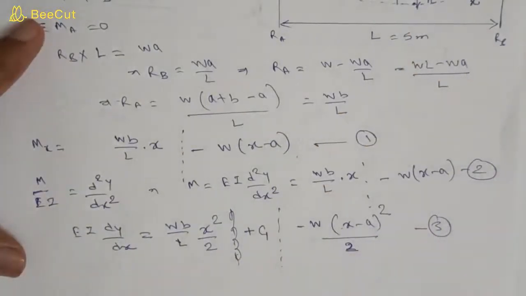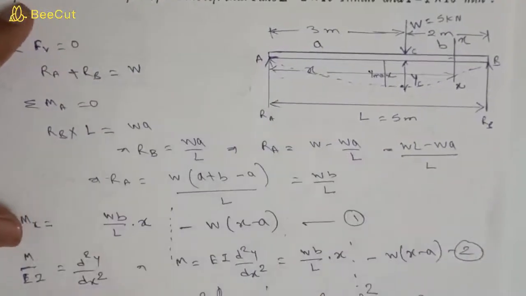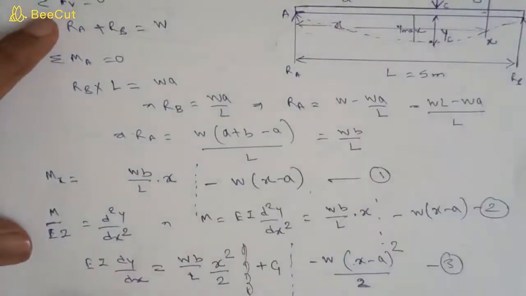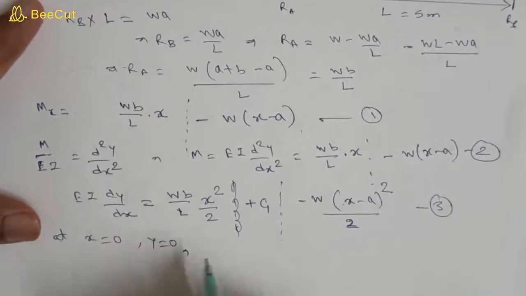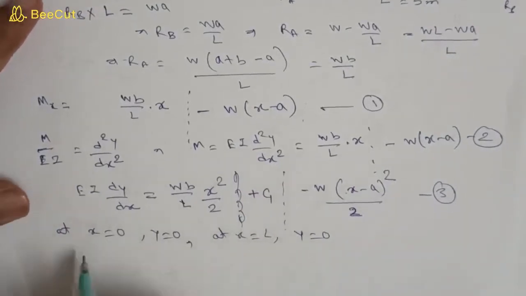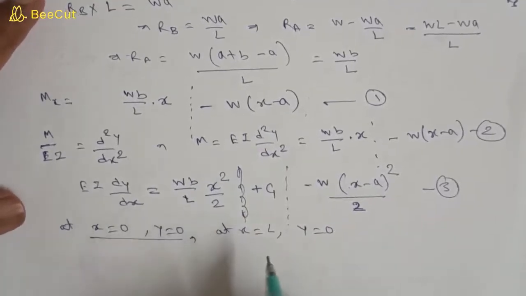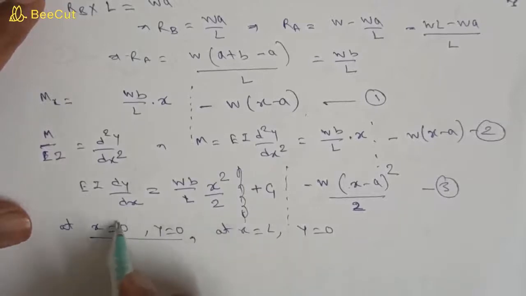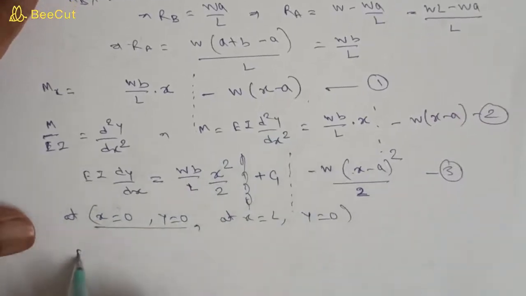Now we have to find the value of C1. So how to find the value of C1? What are the boundary conditions? At x is equal to 0, y is equal to 0, and at x is equal to L, y is equal to 0, because at both the ends there are supports, so there should not be any deflection. So if we put x is equal to 0, y is equal to 0, then this condition can be applied in equation number 4, which we will get after integration.